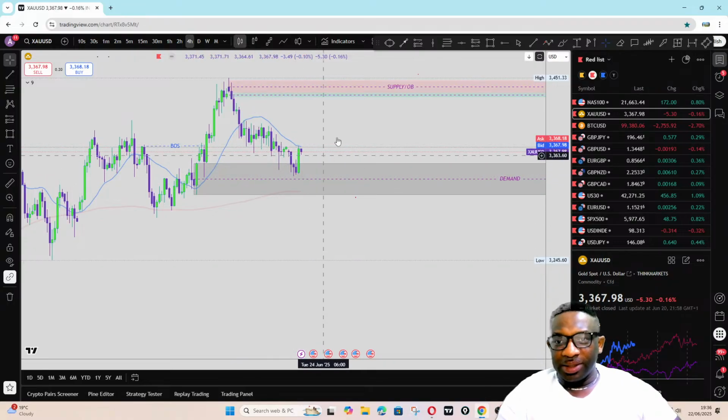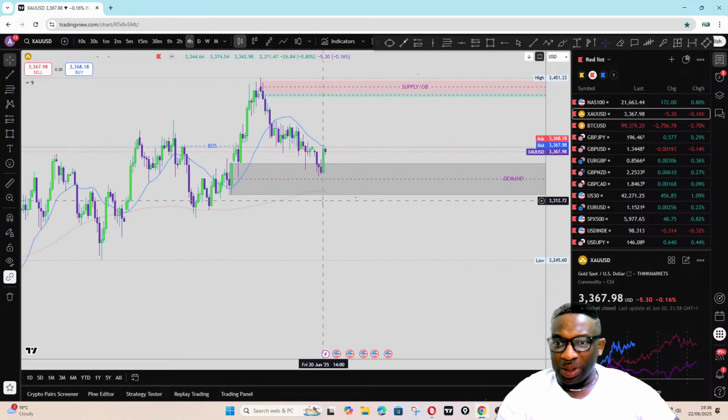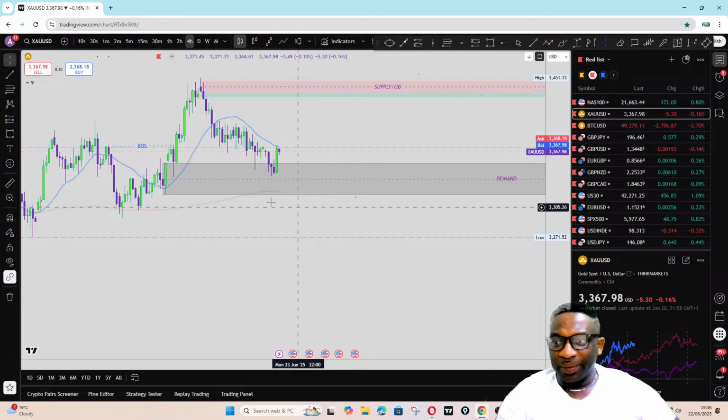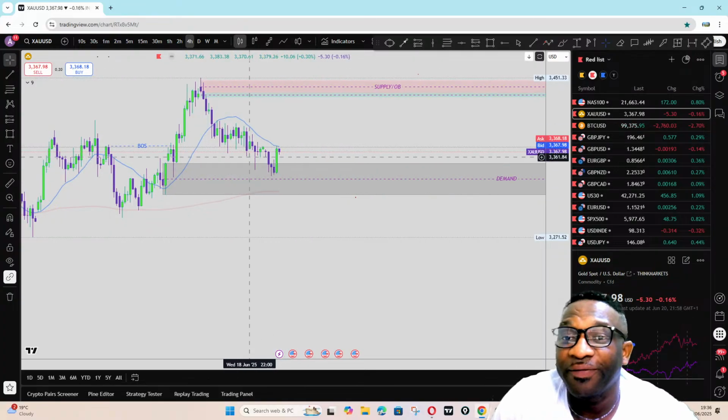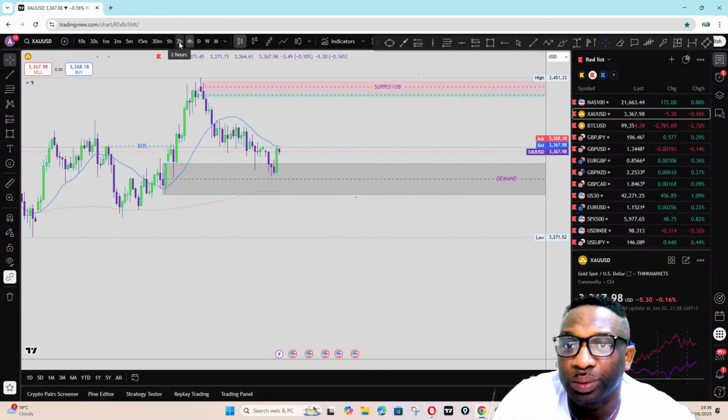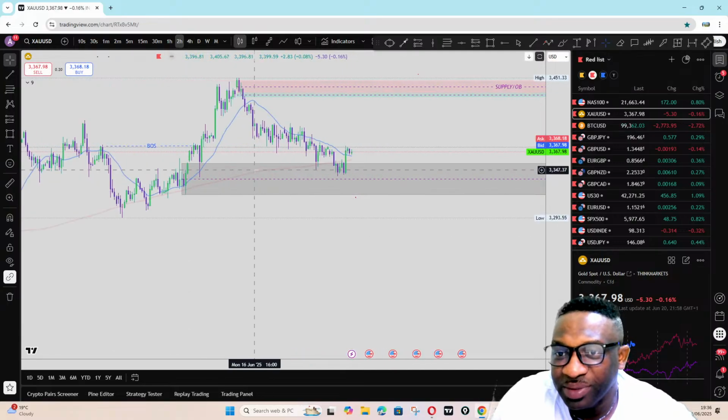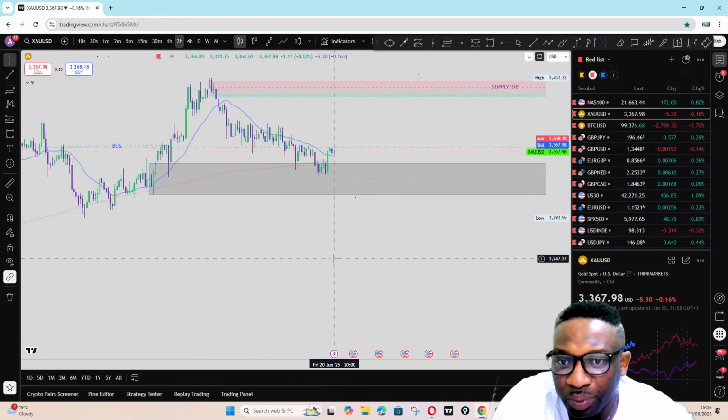But ideally, this is a perfect example of what we're looking at earlier on. And because the market is closed, we'll wait and see how it plays out later on. We can further refine this to the smaller time frames and see how best we can approach this.